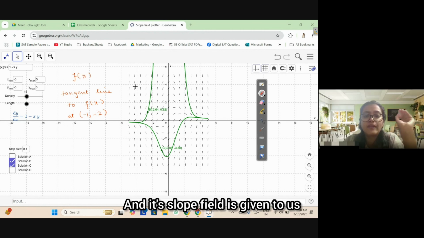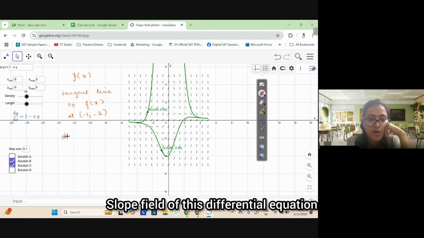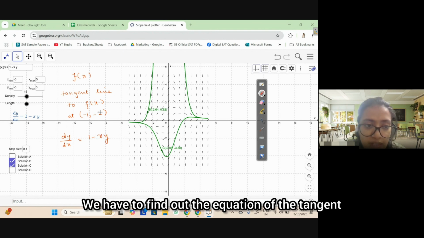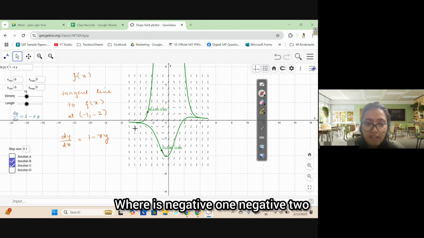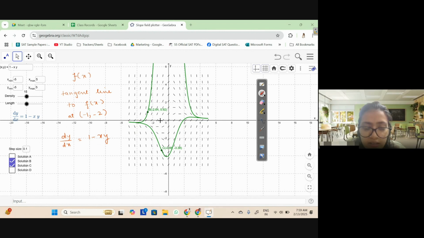and its slope field is given to us, the slope field of this differential equation. We have to find out the equation of the tangent line at -1, -2. Where is -1, -2? -1 is this, and -2 is there.